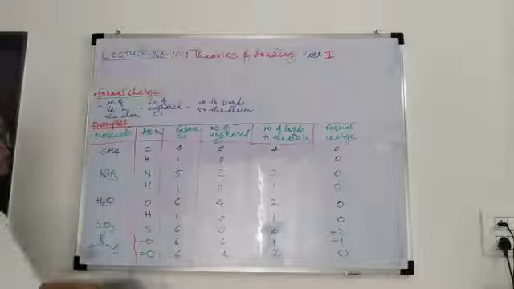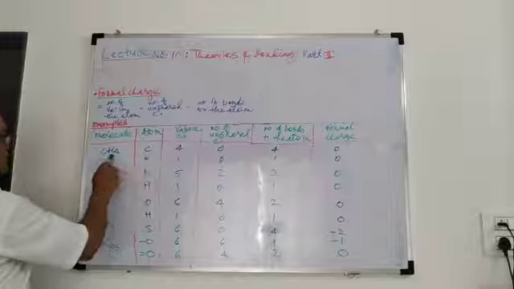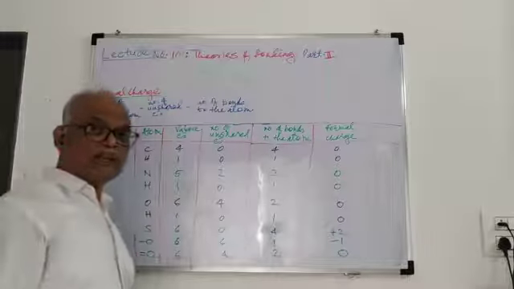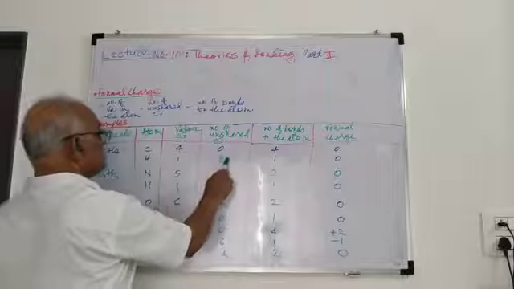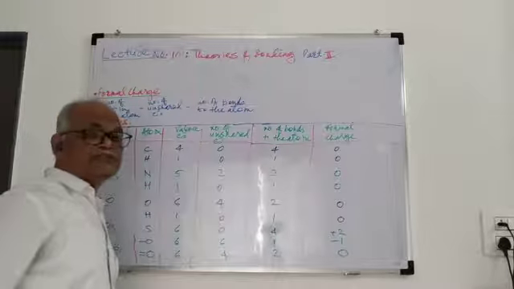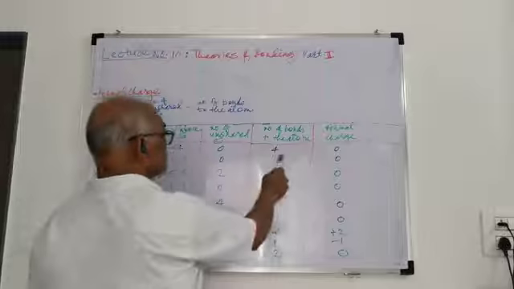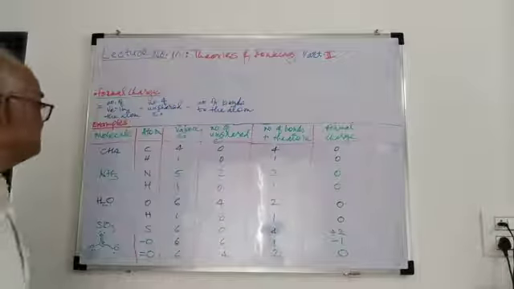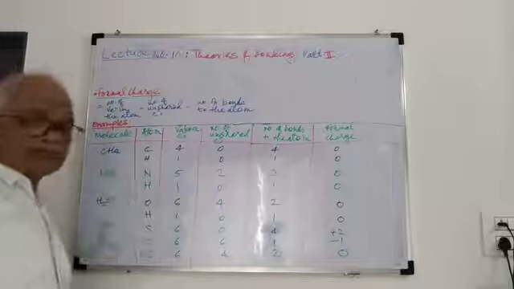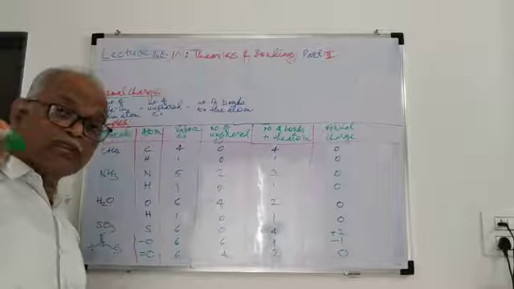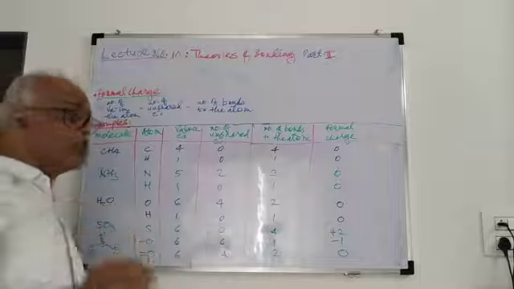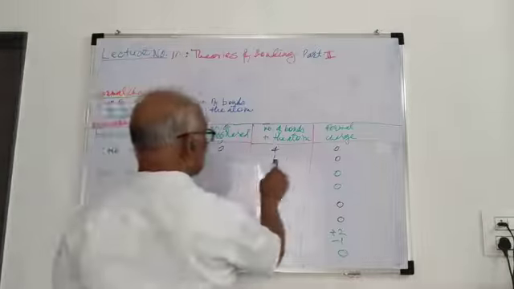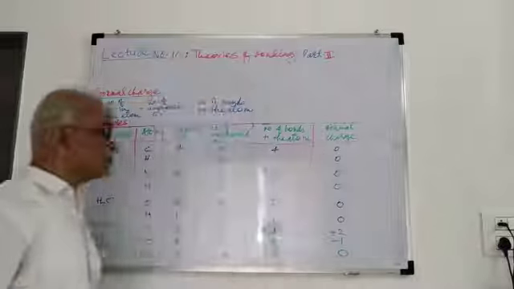Now we will see the other atom, hydrogen. Hydrogen has 1 electron in the valence shell. Hydrogen has no unshared electrons and the number of bonds to hydrogen is 1. So there are 4 bonds, but to the hydrogen there is only one bond, with carbon. So 1 minus 0 minus 1 is equal to 0.